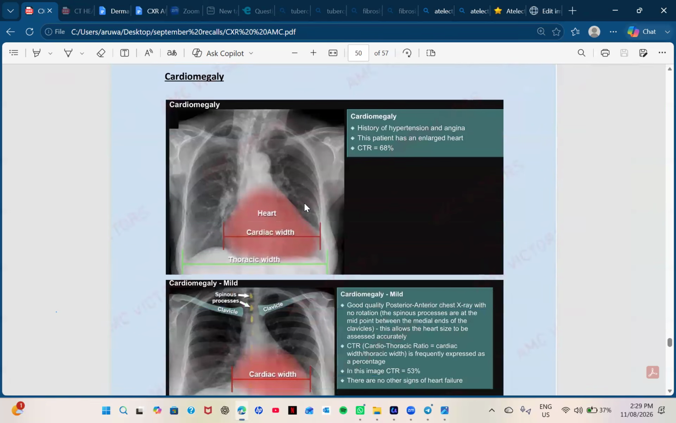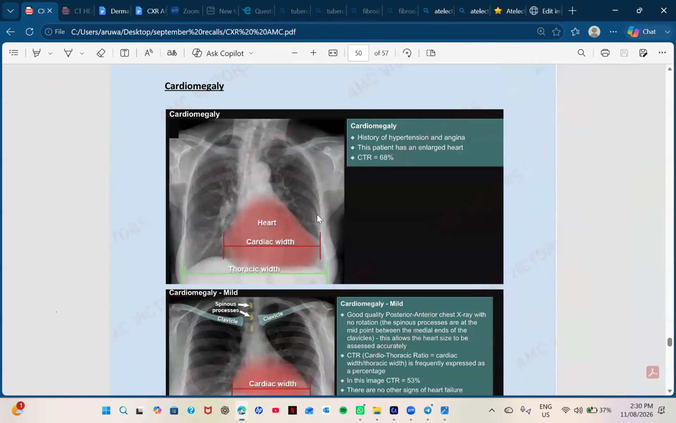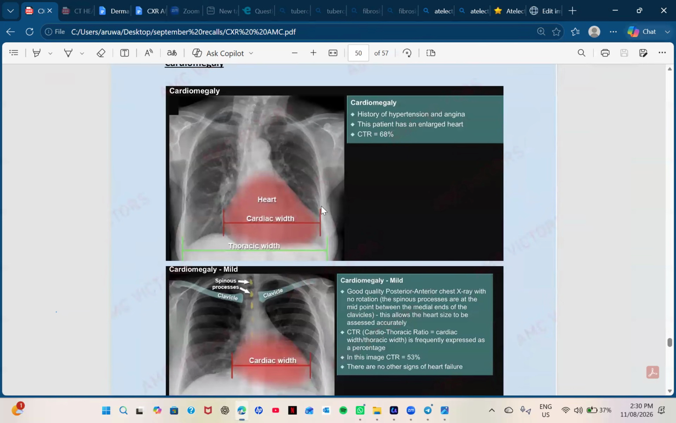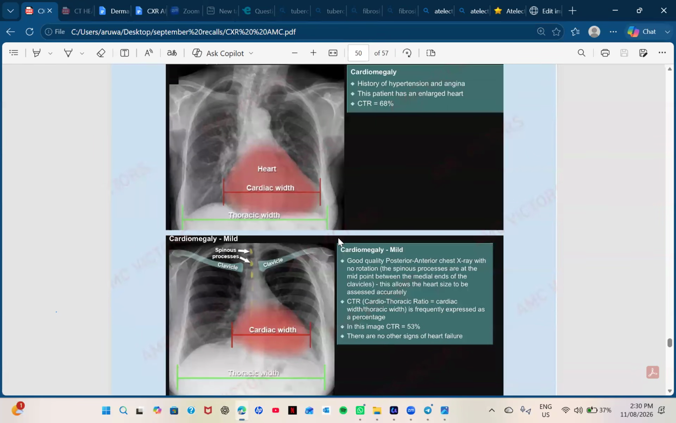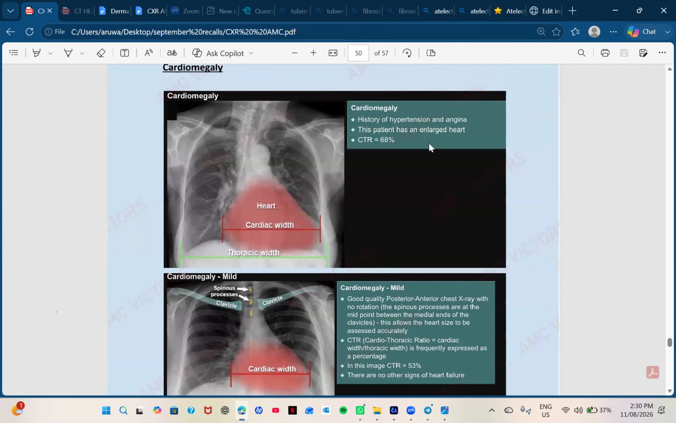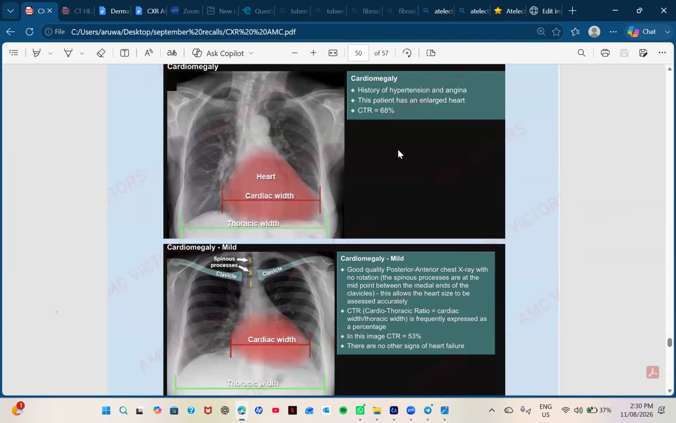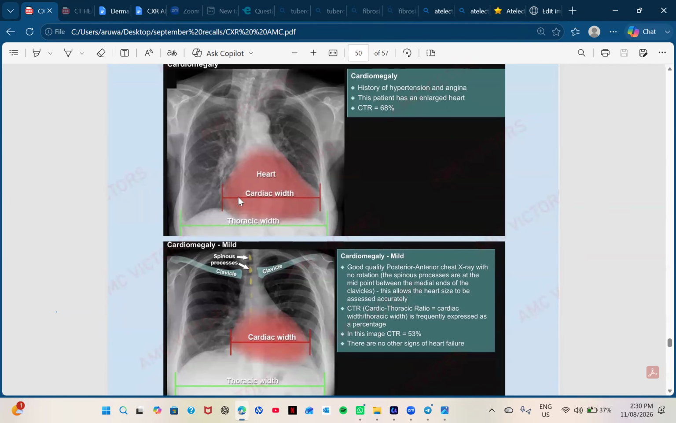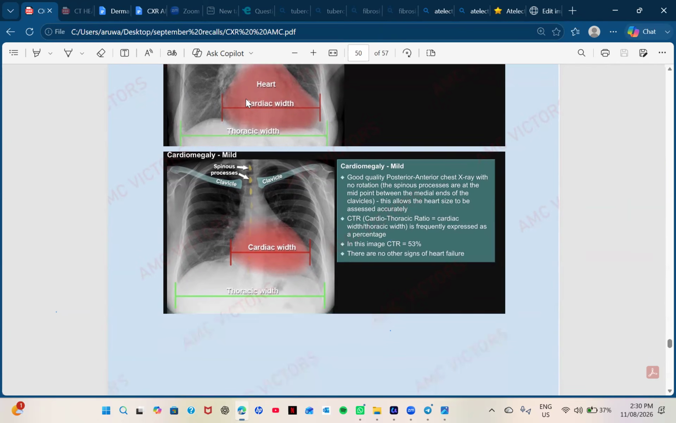Okay, so next one, the cardiomegaly. Doctors, in cardiomegaly you can clearly see the cardiac width is high, right? History of hypertension and angina. The presentation has an enlarged heart. Here, you have a large cardiac width, right? And the thoracic width also here.